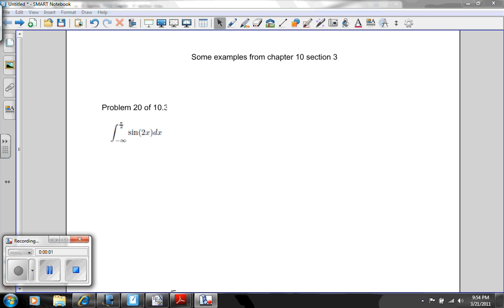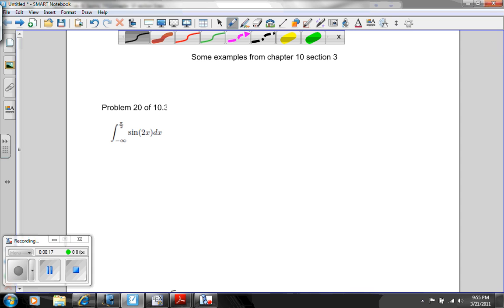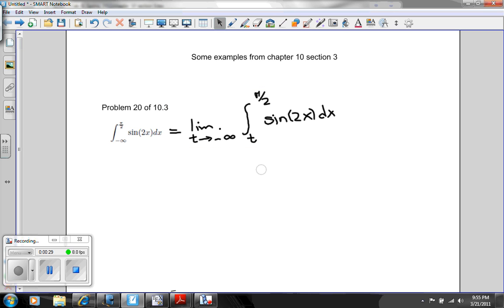Here's another example from chapter 10, section 3, and what we're looking at right now is the integral from negative infinity to pi over 2 of sine of 2x dx. So the first step is going to be writing this as a limit. What we do is we take this part out, which is negative infinity, and instead of that we substitute t, and then we take the limit as t tends to negative infinity of the integral from t to pi over 2 of sine of 2x dx.